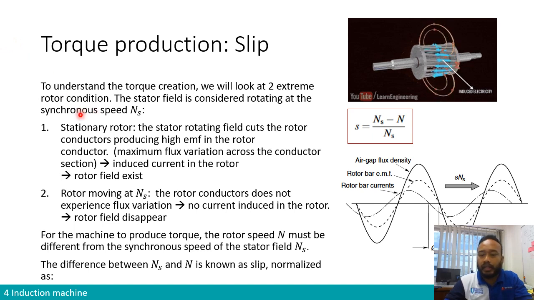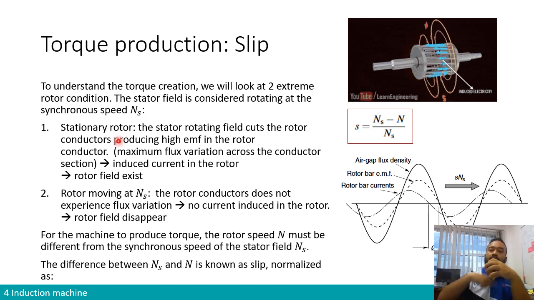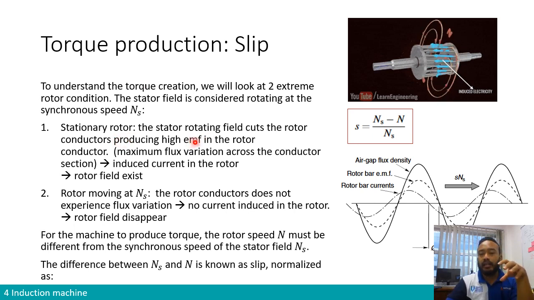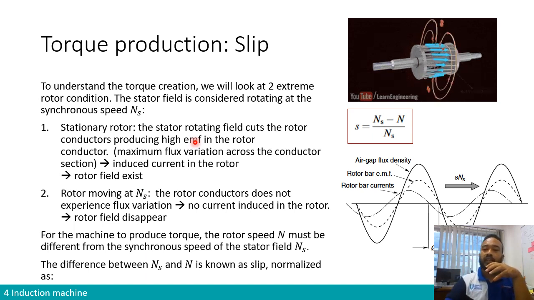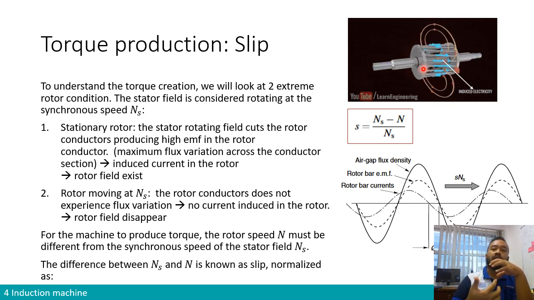So what are the two conditions? Imagine that the stator field is rotating at synchronous speed, but your rotor is stationary. The rotor is fixed, not moving, but on the stator, the magnetic field is turning around. So you have magnetic field lines, and the magnetic field lines will cut across the rotor conductors, which are copper bars or aluminum bars.